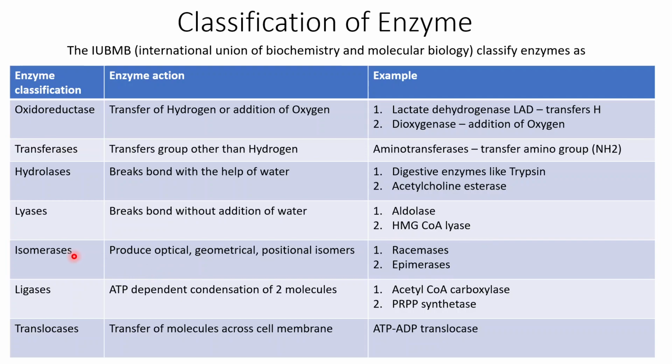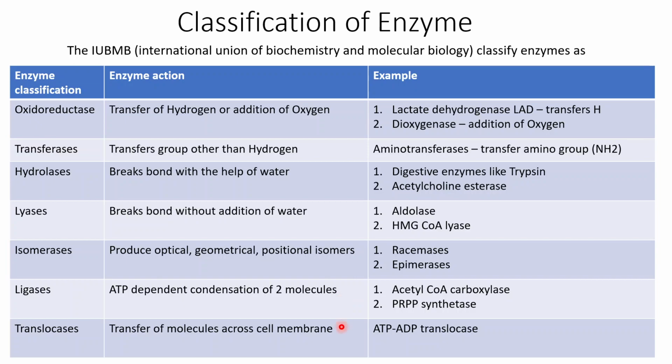Next we have isomerases. Okay, so these enzymes produce optical, geometrical or positional isomers. Okay, so these bring about change in isomers, or isomerization. Examples are racemases and epimerases. Next is ligases. Now ligases bring about condensation of two groups, which is ATP dependent. So ATP dependent condensation of two molecules, binding together, not breakage. The examples are acetyl coenzyme A carboxylase and PRPP synthetase. Okay, here because the two groups are joined together, ATP also is utilized.